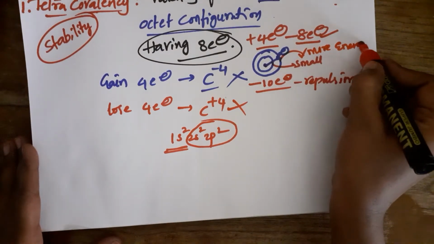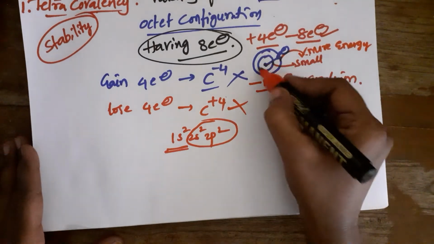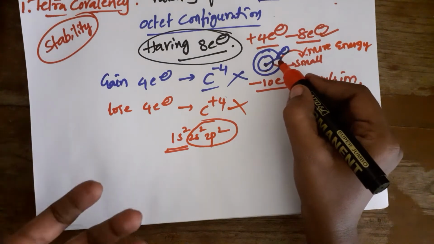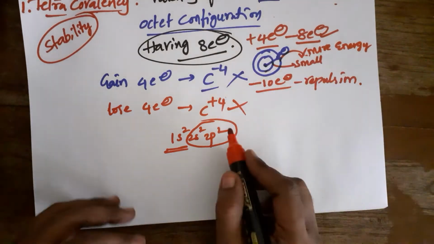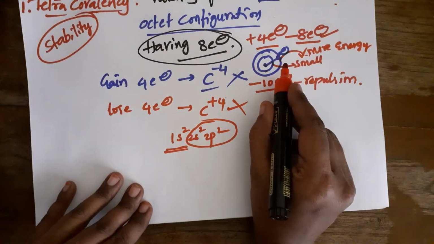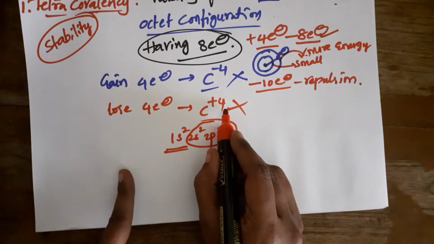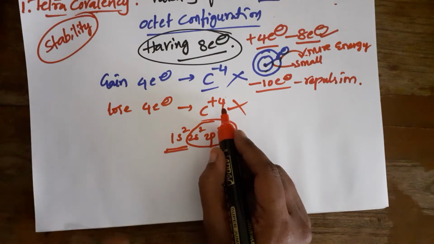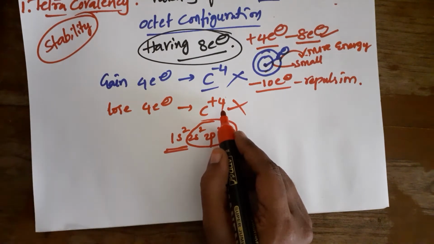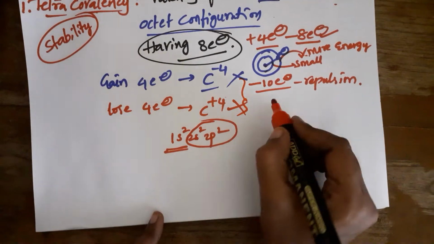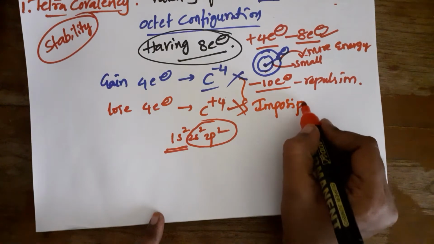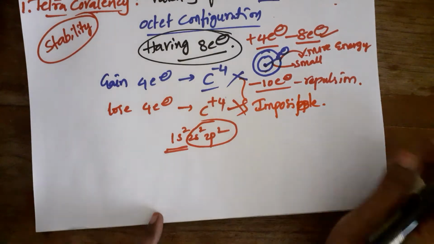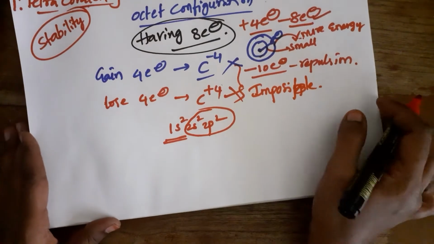To remove an electron from the nucleus is a very endothermic process. It requires more energy to remove electrons from the outermost orbit. Here 4 electrons are being removed, which means it needs much more energy. So these two processes, gaining 4 electrons and losing 4 electrons, are impossible.